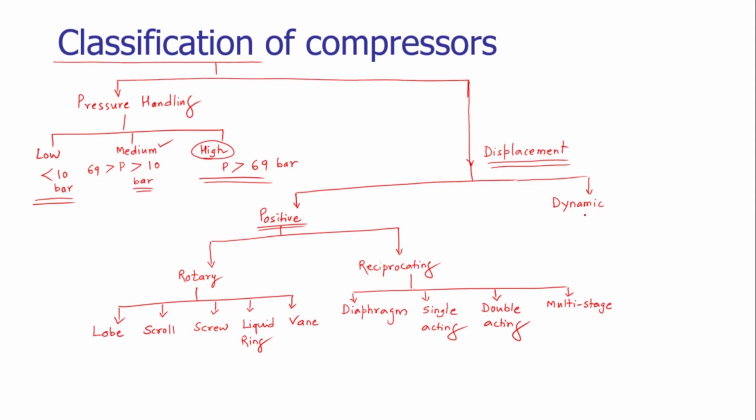As far as the dynamic displacement is concerned, two types of compressors are used in the industry. These are the centrifugal type of compressor and the axial type. We'll be seeing these compressors, their function, their working and the operational details in the coming slides. So let us start one by one.